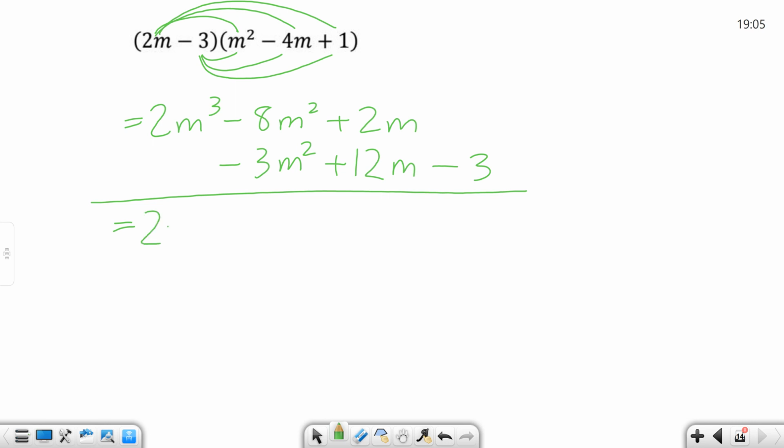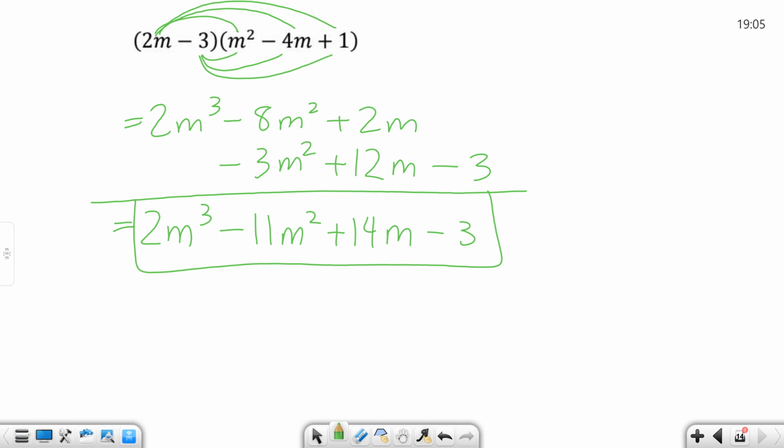So I have 2m to the third. There's nothing to combine with that, so just bring it down. And then two negatives. We add them. 8 plus 3 is 11. We keep it m squared. That's like terms. We're not changing the power here. And keep it negative. And then plus 2 and plus 12 is plus 14 what? That's right, m. And then bring down your minus 3.